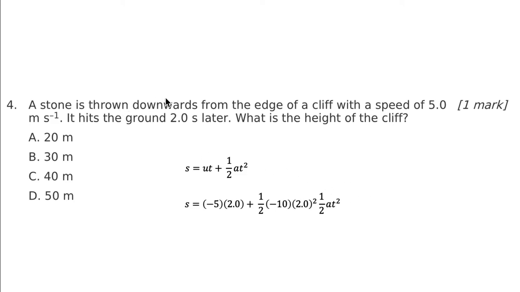Well, if we're thrown downwards, then that means my initial velocity is minus 5. My gravity, in order to take into account that, also has to be a negative value, and so in this case, it is minus 10. Ignore this typo here. That means we're left with a displacement of 30. In other words, the height is 30.